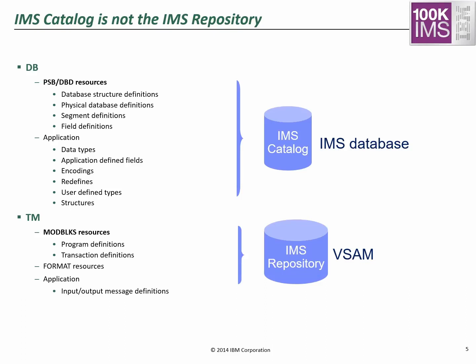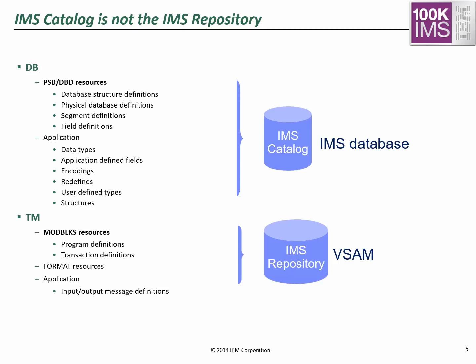Now, what's in these two separate entities is also different. In the IMS catalog, we have what's called metadata. Metadata is a fancy word for data about data. So what we have in the IMS catalog is data about your databases, your DBDs, if you will, and your PSBs, right? So it's the database structure, the segment definitions, the field definitions, the data types for the various fields, the encodings, the redefines. That's all housed in the IMS catalog.